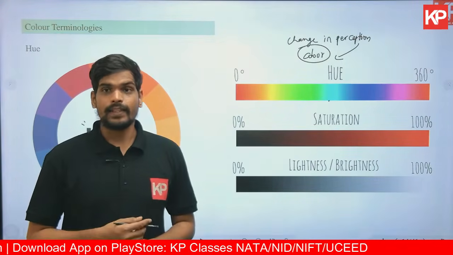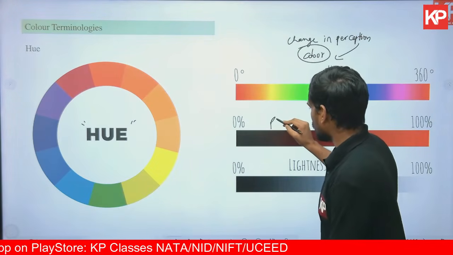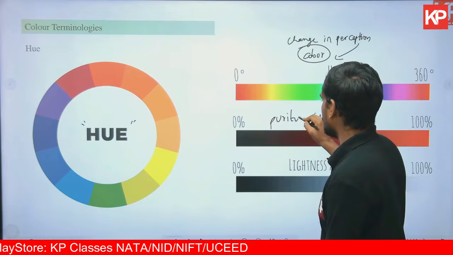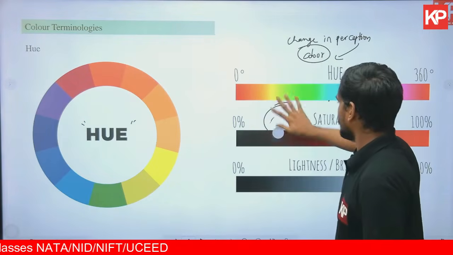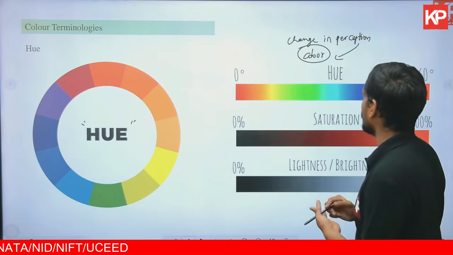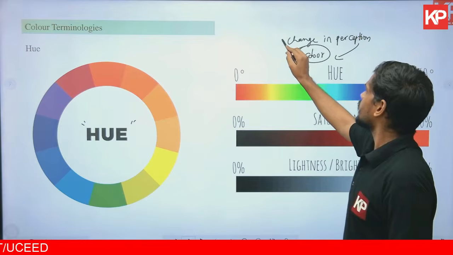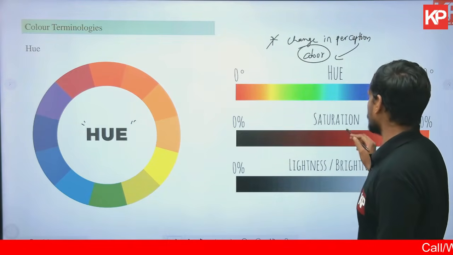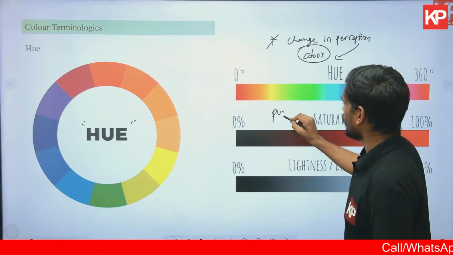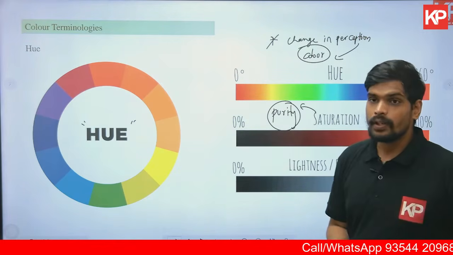Second point is saturation, which is also called the purity of the color. Saturation is basic. You can just write down what saturation is. It is simply nothing but the purity of a color. First, what is hue? Write down the definition: change in perception of a color is called hue. Saturation is basically the purity of a color.